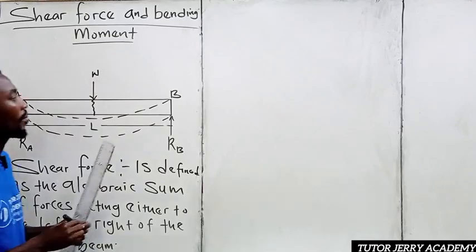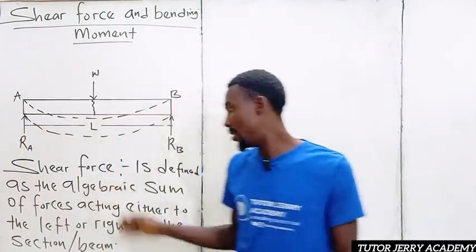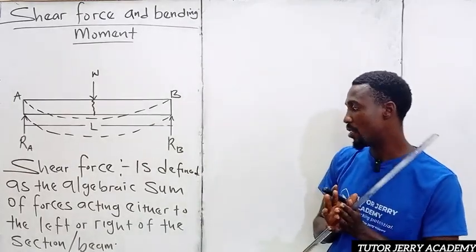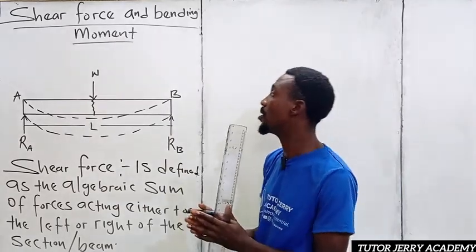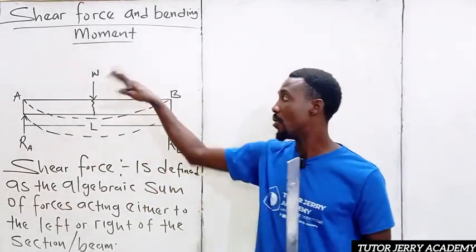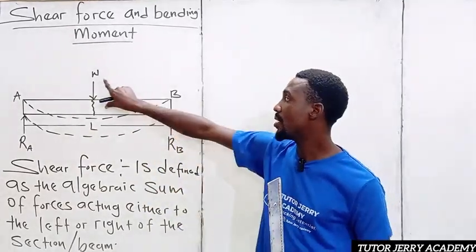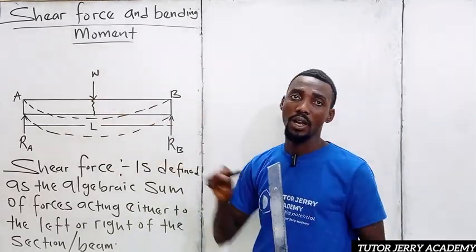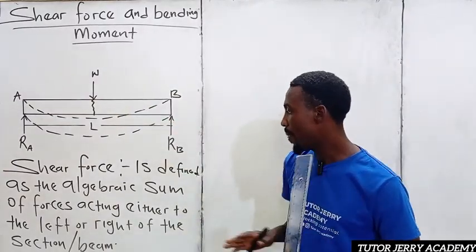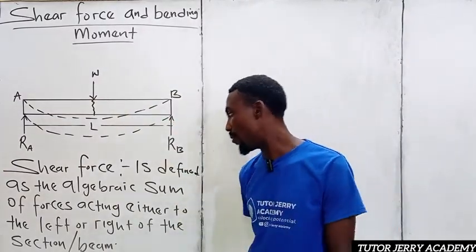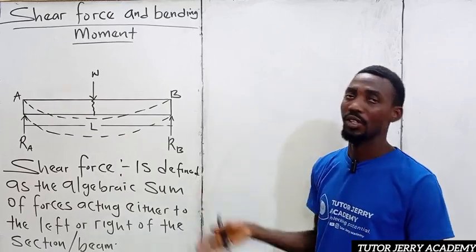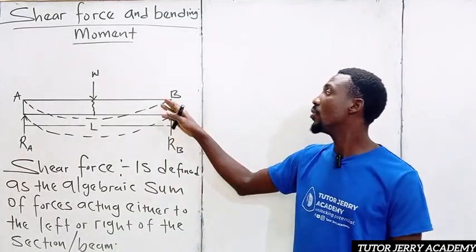Now, this is the definition of a shear force. It's defined as the algebraic sum of forces. The reason why we use the algebraic sum of forces is that it is possible for us to have more than two loads, that is, more than two forces acting on the beam. Here, in this case of this simply supported beam, we only have one load acting on the beam, which is just W. And we said it is the algebraic sum of forces acting either to the left or right of the section on the beam.